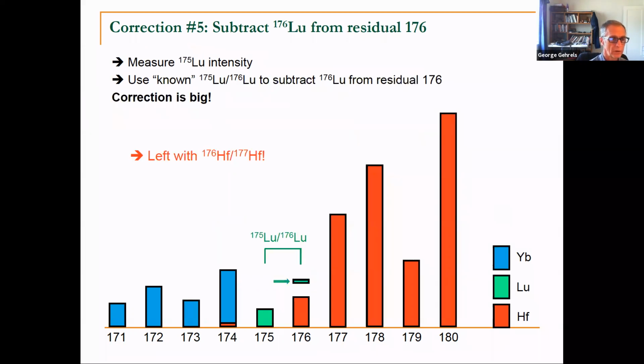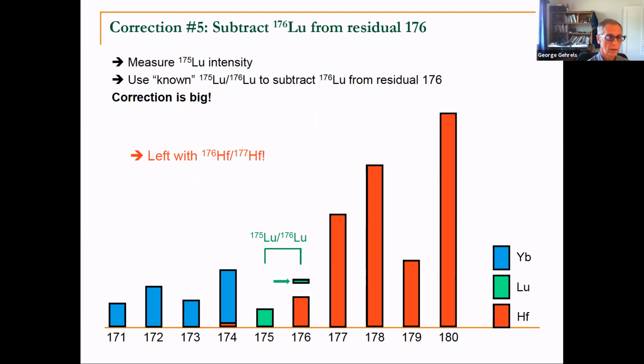And we'll do number 5 here. This is a simple one. We're going to do the same thing with the lutetium. Turns out we know what the 175, 176 ratio is in nature of lutetium. So we measure how much 175 is in there. That tells us how much 176 is in there of lutetium, and we subtract that out. And guess what? Now we just have the red 176 and the red 177, and that's what we want. We want hafnium 176 to hafnium 177. And so that's the isotope ratio that we're going to plot on this evolution diagram.